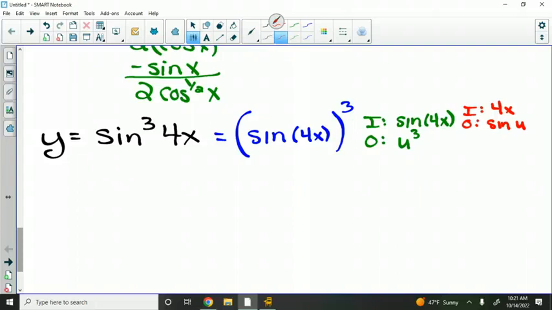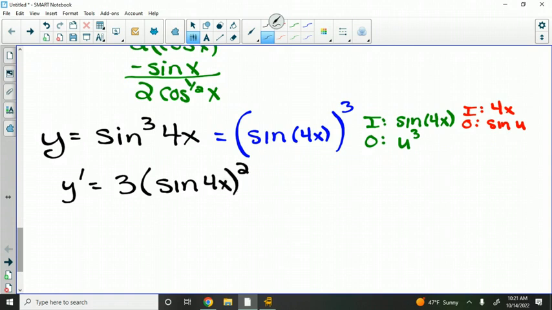Okay, so as we go to derive this, y prime. So we look at the green part first. The derivative of the outer is 3u squared. Keep that first inner. So the derivative of the outer, keep the inner, times the derivative of the inner.